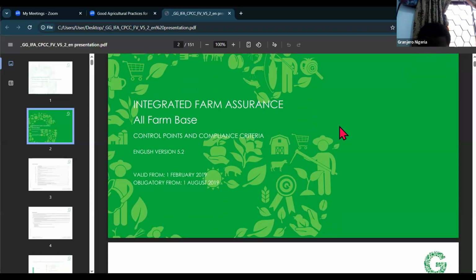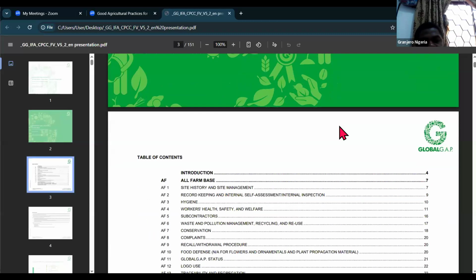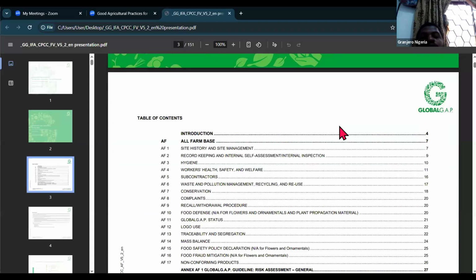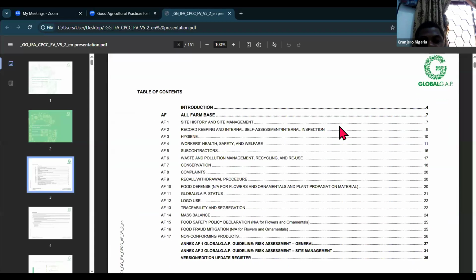If you have a document, this is like the table of contents. You can see what is expected of you when it comes to the all farm base, your site history, your site management, your record keeping, internal assessment, and then your hygiene, workers' health, subcontract. The idea is to use this document to explain some things in a practical sense, of how we have been discussing it before now.